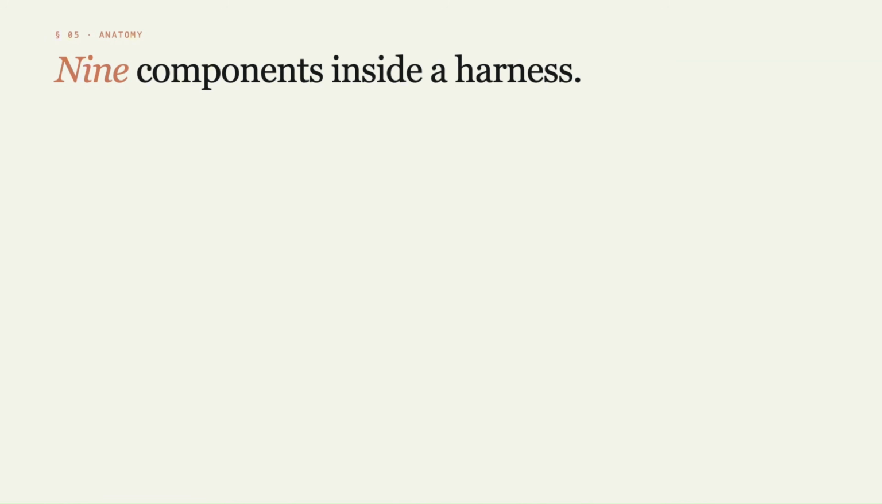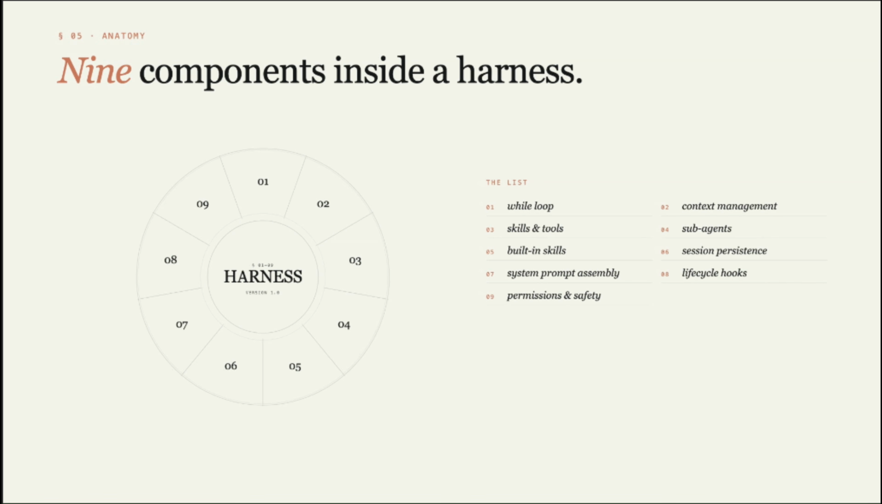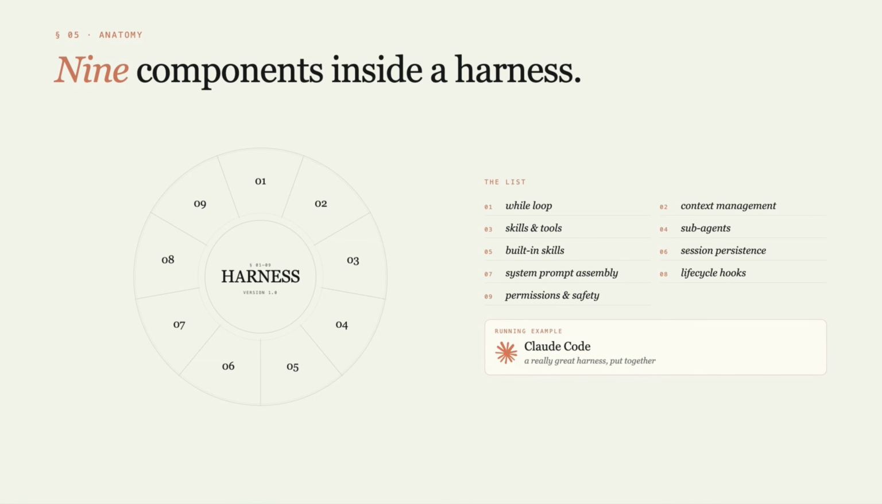Okay, so what exactly is inside a harness? I would say there are 9 main components that you need to consider if you're building an agentic harness. Now, we're going to go through the list. This is mostly opinionated architecture, but something that I have seen work really nicely in practice. I'll try to tie it together to Claude Code because I think this is an example of a really great harness put together.